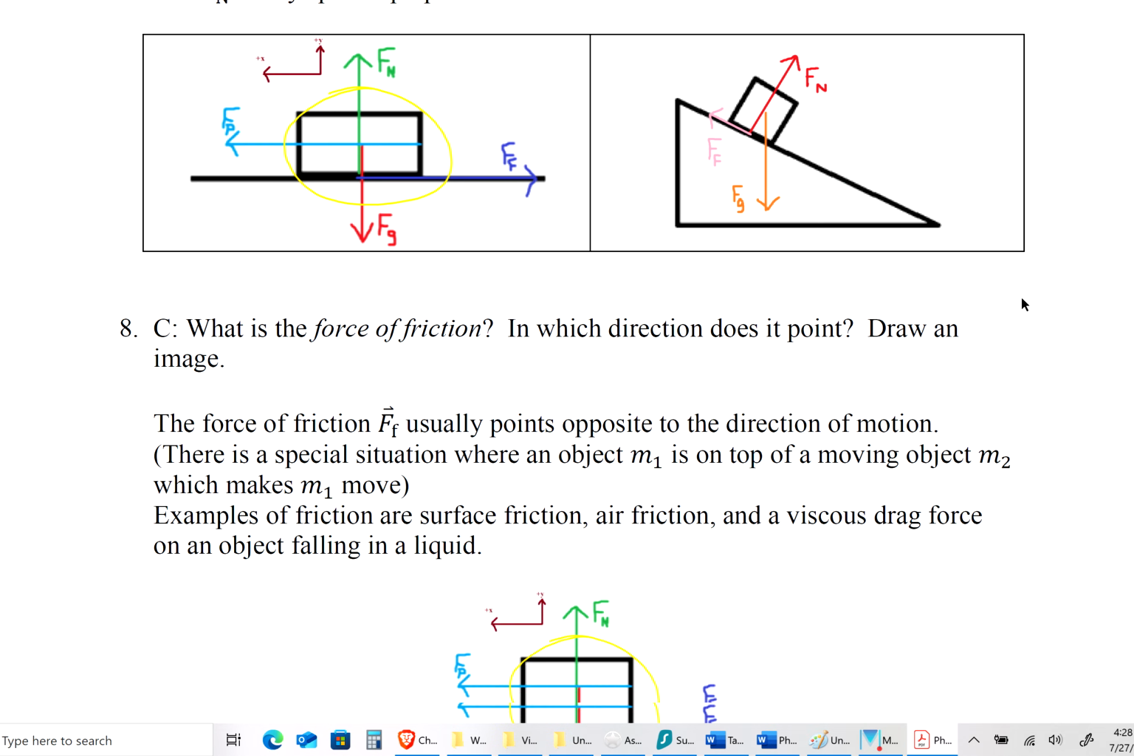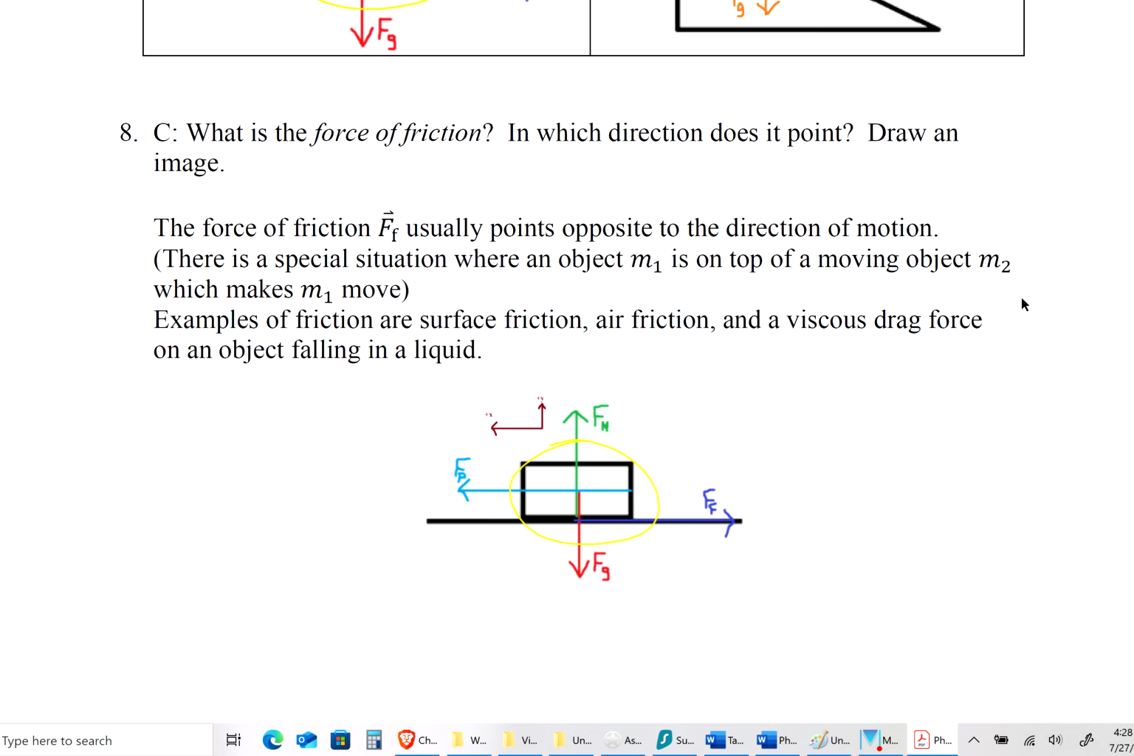Question number 8. What is the force of friction and in which direction does it point? Draw an image. The force of friction usually points opposite to the direction of motion. There's a special situation where an object M1 is on top of a moving object M2, which makes M1 move. Examples of friction are surface friction, air friction, and a viscous drag force on an object falling in a liquid. So look at this image.